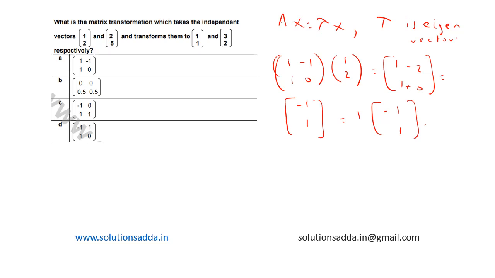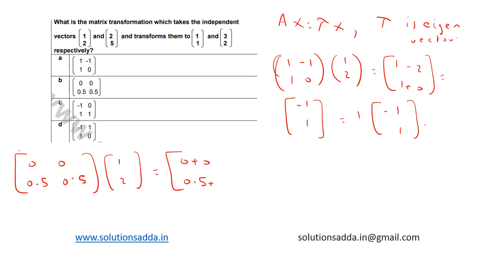Now let's take option B. We have option B here. Let's write 0, 0.5, 0, 0.5 into 1, 2. For this we will get 0 plus 0 and 0.5 plus 1. This is equal to 0 comma 1.5. This is of the form lambda x. We cannot take 1, 1 or 3, 2 in this also. So option B is also eliminated.